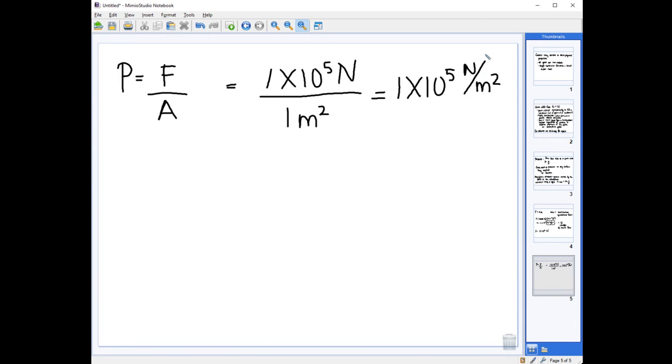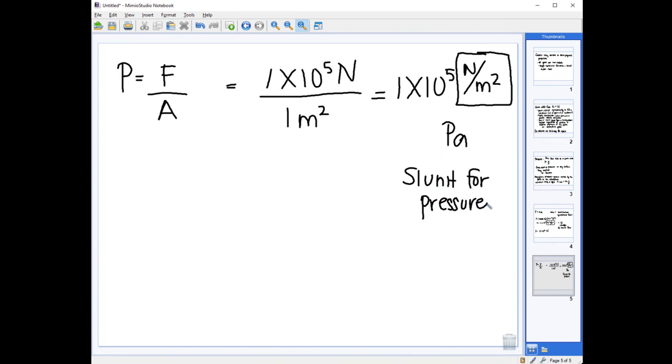Well, this unit, newton per meter squared, is equal to a Pascal. And the Pascal is the SI unit for pressure. So the pressure exerted by this column of air is equal to 1 times 10 to the 5th Pascals. This is how much pressure is exerted by this column of air, so by the atmosphere.